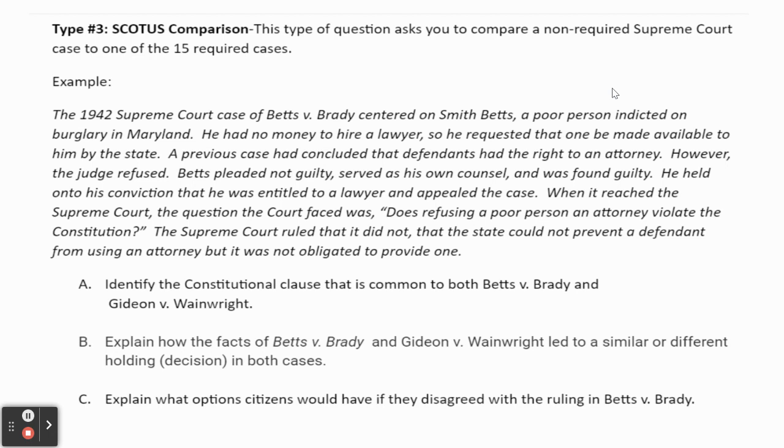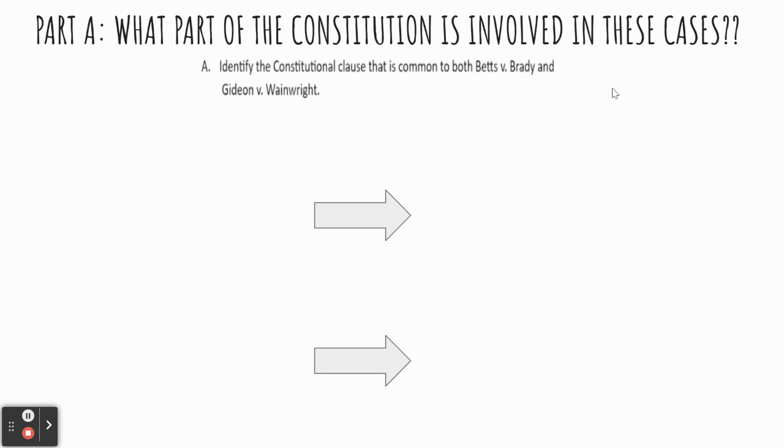What could citizens in this particular circumstance do if they disagreed with the Supreme Court's ruling in Betts v. Brady? All right, let's look at Part A first. Part A is what part of the Constitution is involved in these cases. So again, it says identify the constitutional clause that is common to both Betts v. Brady and Gideon v. Wainwright.